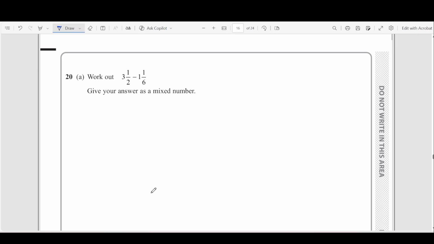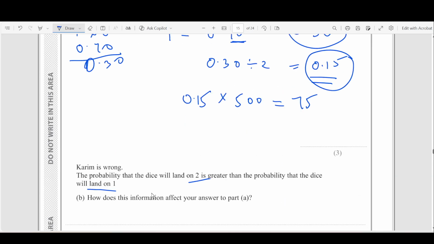Okay, next one. We have a mixed number subtraction question. So first of all, what we do is we convert it into an improper fraction. How do we do that? Like this, times these two, add this. Keep the denominator the same, 2. 3 times 2, 6, plus 1, 7. Same here, 1 whole 1/6, times these two, add this. Keep the denominator the same. 6 times 1, 6, plus 1, 7. 7/6 is my answer.